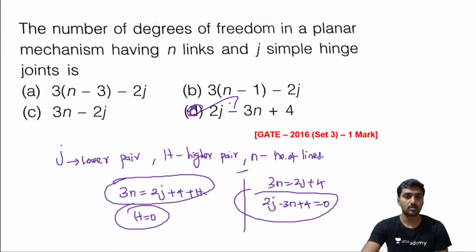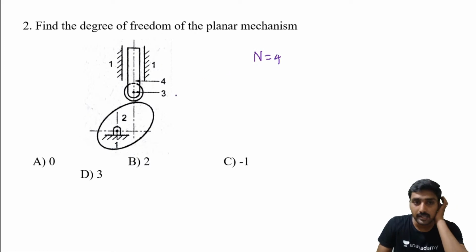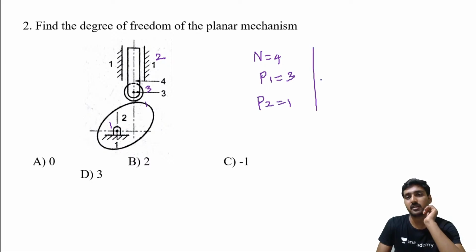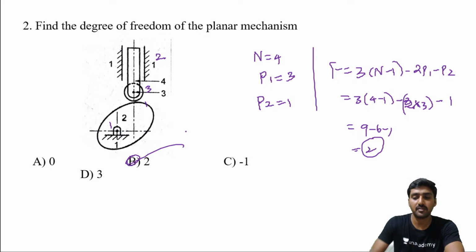One more question. Here, number of degrees of freedom of this planar mechanism. Number of links they have mentioned 4. Number of lower pairs: in between 1 and 2, 1. In between 1 and 4, it's 2. In between 3 and 4, it's 3. Number of higher pair 1. So number of lower pairs equal to 3, number of higher pairs equal to 1. Same kind of equation. F is equal to 3 into (n minus 1) minus 2p1 minus p2. It's equal to 3 into (number of links 4 minus 1) minus 2 into 3 minus number of higher pairs 1. It's 9 minus 6 minus 1. It's 2. Number of degrees of freedom 2.